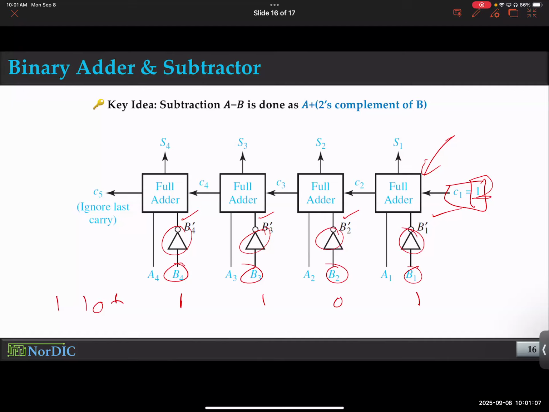Are you all with me? So the difference between an adder circuit and a subtractor circuit is that the first carry will always be 1. So if I give you 2 circuits and you see the first carry as 1, you say, oh, this is a subtractor circuit. But if the first carry is 0, this is essentially an adder circuit. Question?